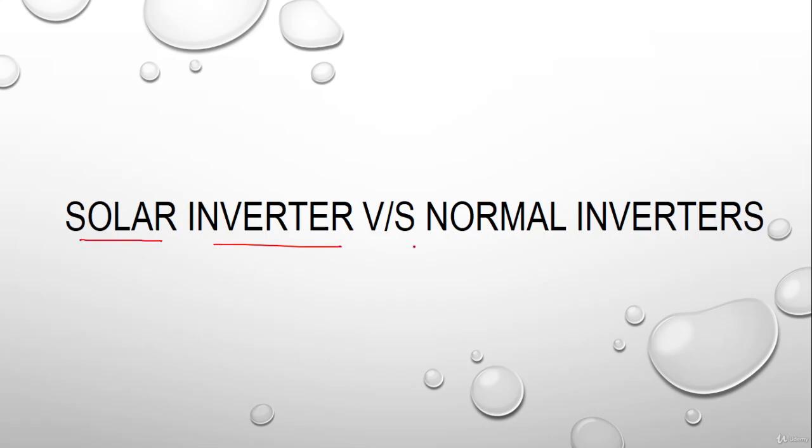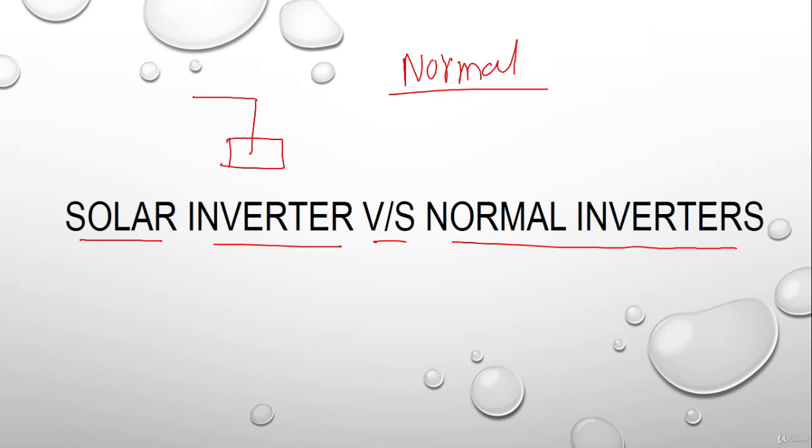Solar inverter versus normal inverters. As we know, earlier, when solar was not there in the market, we were using inverters. The basic role of a normal inverter, where solar power has not been introduced, is that wherever electricity is available, we store that power in the battery with the help of the inverter, because the inverter converts AC into DC form of energy, or DC into AC form of energy also.